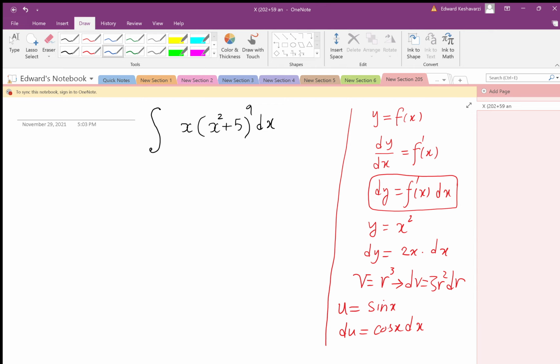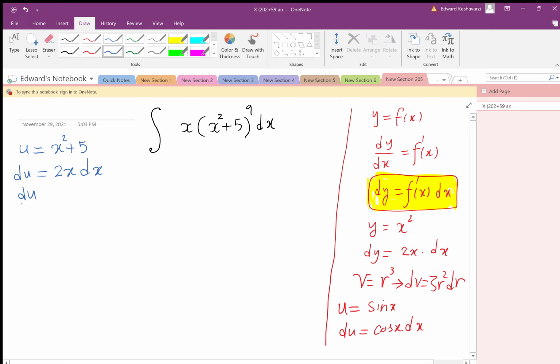Okay, so we needed to know this formula of differentials, and now I'm going to get back to my integral to see how to do it. This method is called substitution. So we substitute x squared plus 5 by u. Then according to this formula that we just learned, and I'm going to highlight this in yellow, du can be written as 2x dx, or du over 2 equals x dx.